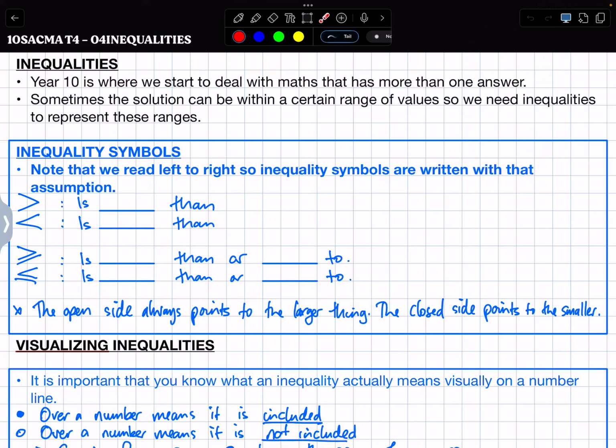In year 10, you start dealing with maths that has more than one answer. Today, you're not even really doing maths. You're just drawing number lines today. Can you take a seat? Sometimes the solution can be within a certain range of value, so you need inequalities.